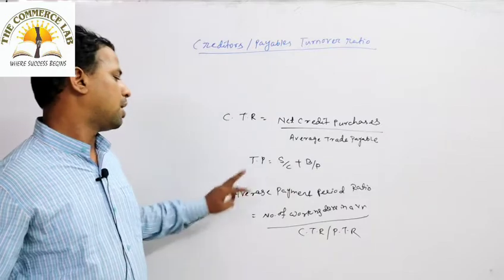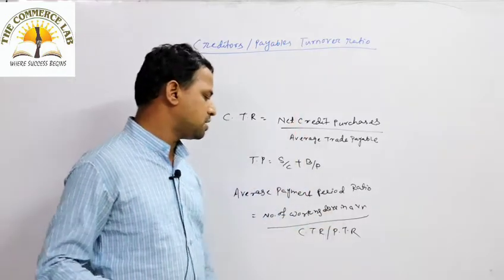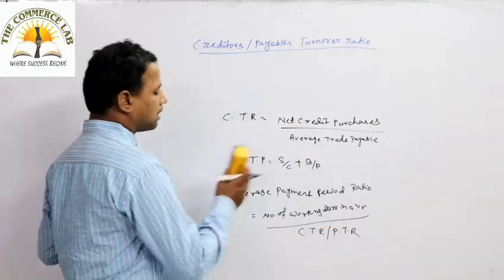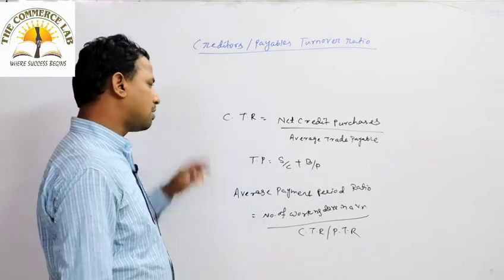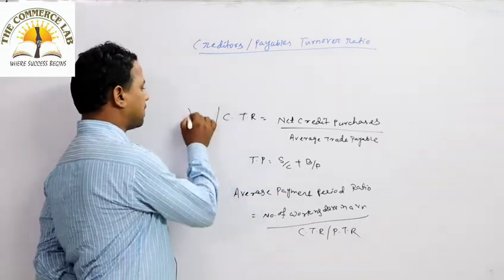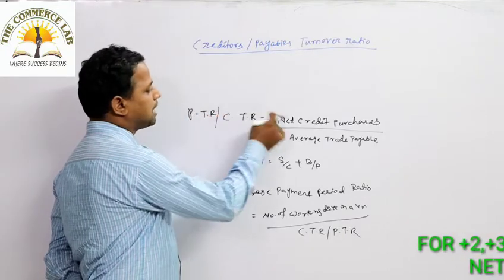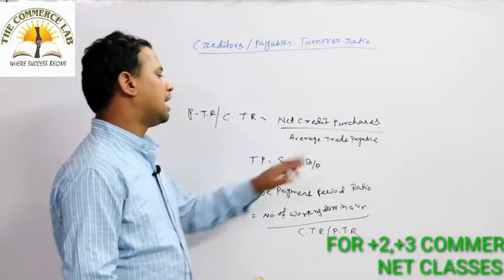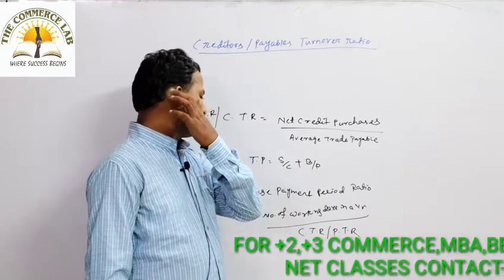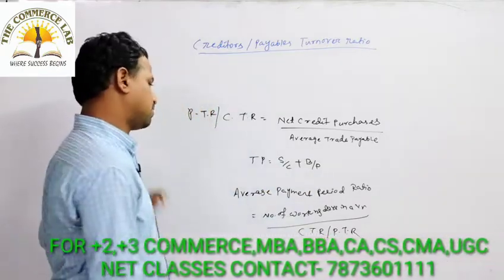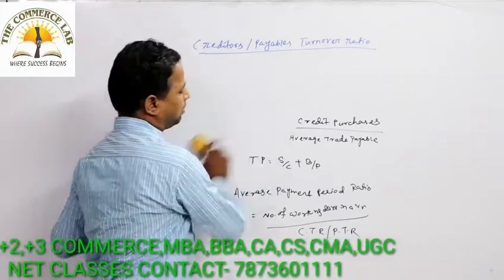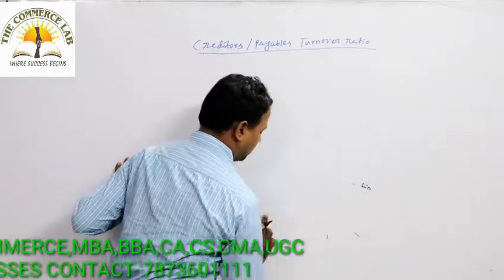But this is the formula: number of working days in a year divided by the creditor turnover ratio or payable turnover ratio. How do we calculate the creditor turnover ratio? Net credit purchase divided by average trade payable. What is trade payable? Sundry creditors plus bills payable is known as trade payable, or sometimes trade creditors.